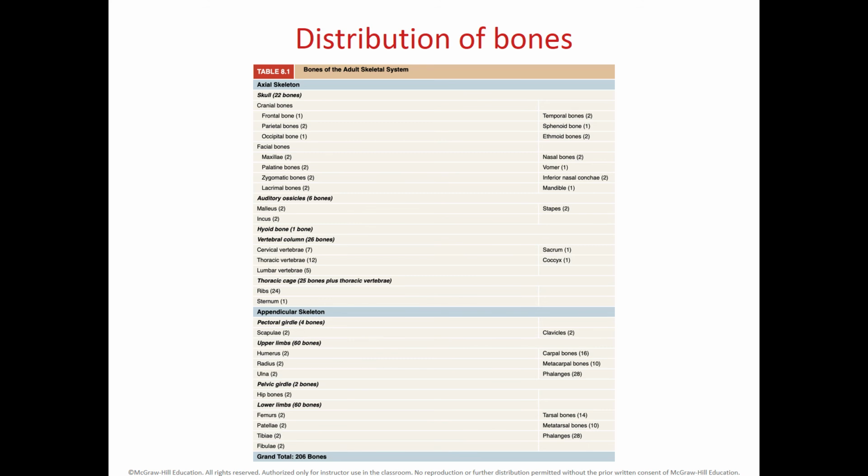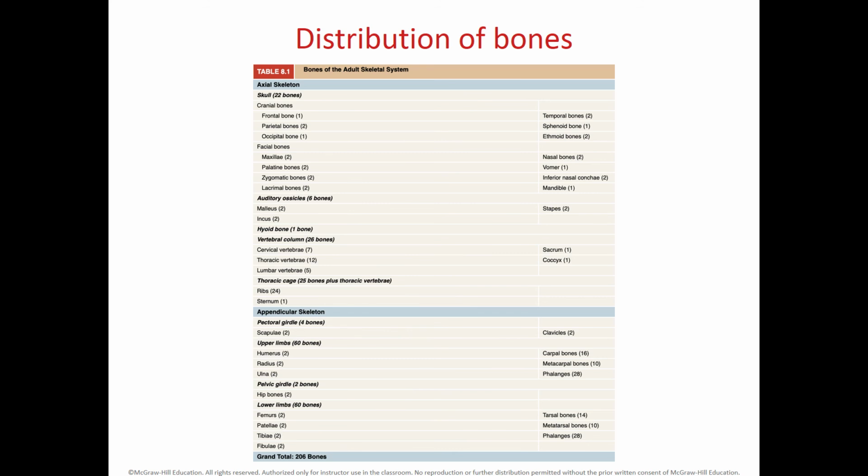Another type of bones that we have within the skull will be the facial bones, and we have two maxilla, two palatine bones, two zygomatic bones, two lacrimal bones, two nasal bones, two inferior nasal conchae, and then we have single bones like the vomer and the mandible.